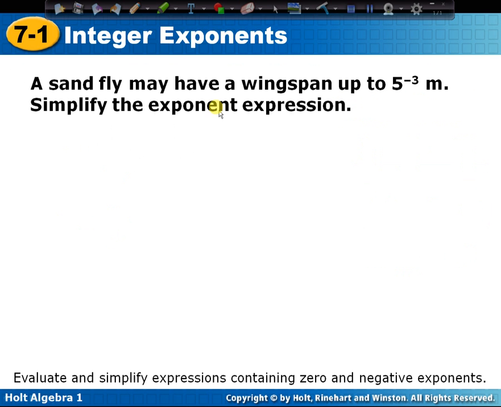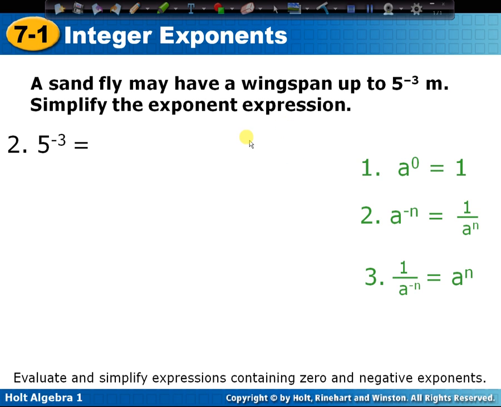All right, it says a sandfly may have a wingspan of up to 5 to the negative 3 meters. Simplify the exponent expression. Let's look at this problem. Number 2 is 5 to the negative 3. We're going to look at this one on paper.